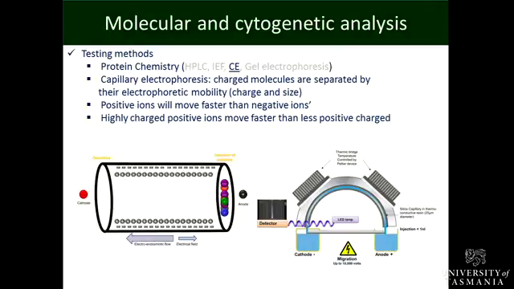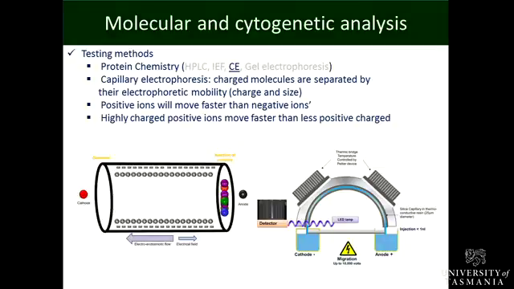Because this matrix is all positively charged, if you have a positively charged molecule, it's being repelled along. And if you have a protein that has a lot of positive charges on it, it's going to be repelled even faster because there's more positive charge, okay? So highly charged protein ions move faster than the less positively charged ones, and then the negative ions will also come out at the end. So you'll get a whole range of different profiles based on their charge.